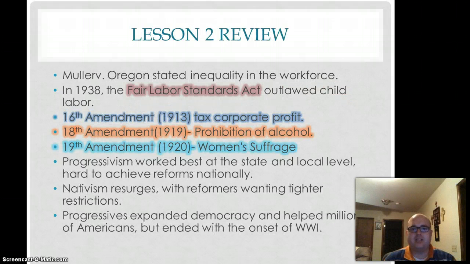Muller versus Oregon stated inequality in the workforce. 1938, the Fair Labor Standards Act outlawed child labor. 16th Amendment, tax on corporate profit. 17th, direct election of senators. 18th, prohibited alcohol. 19th, women's suffrage. All progressive era amendments right there. Progressivism worked best at the state level than it did nationally. Nativism resurges. Reformers wanted tighter restrictions on immigration. Progressives expanded democracy, helped millions of Americans, but ended on the onset of World War I.